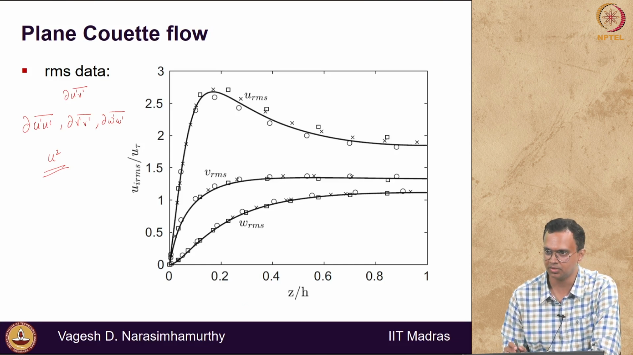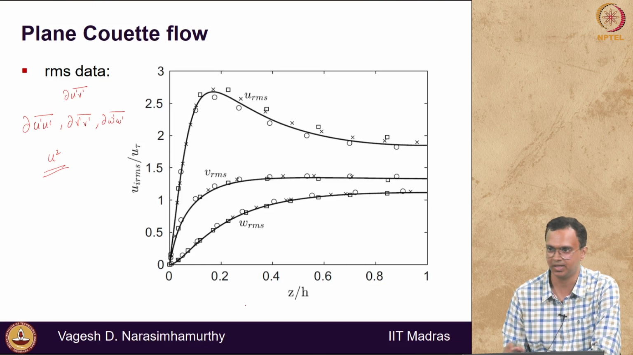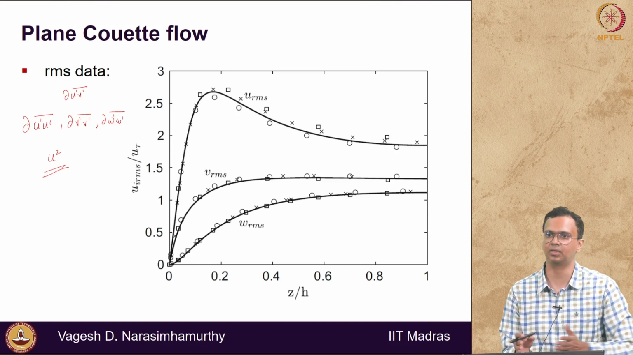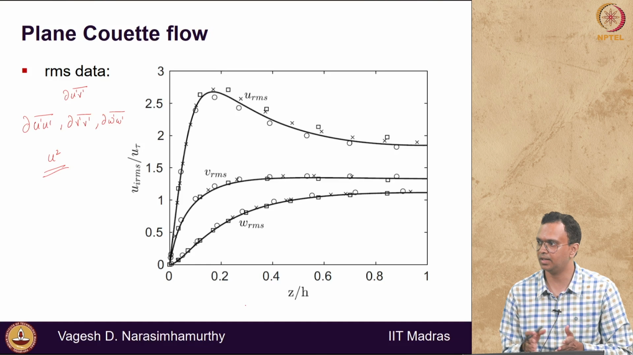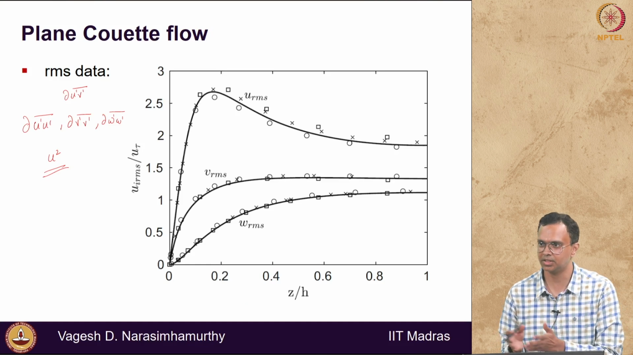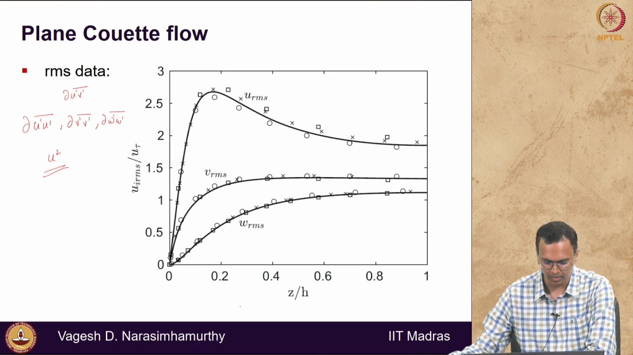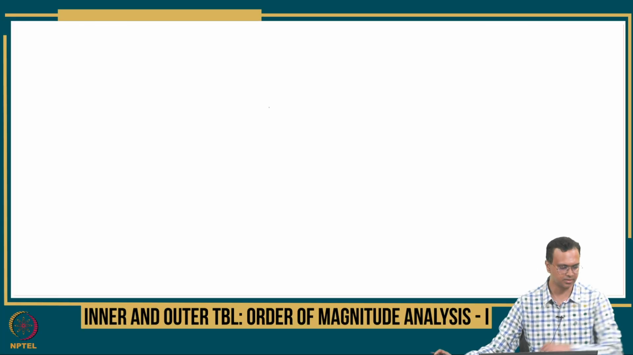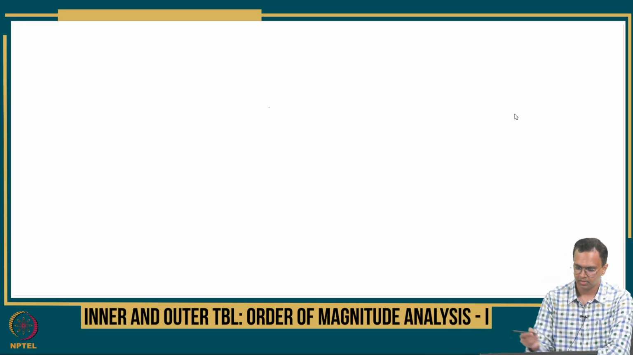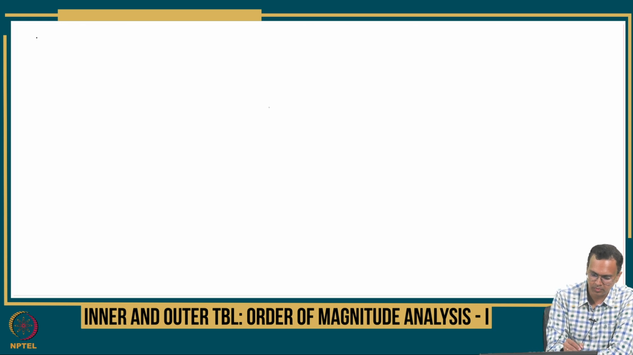And here I have chosen the same velocity scale for the turbulent quantities, and I chose a different scale for the mean velocity and its gradient terms, changes in mean velocity and so on. Okay, so now we go back to the turbulent boundary layers that we were looking at.